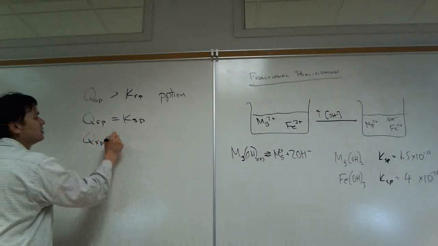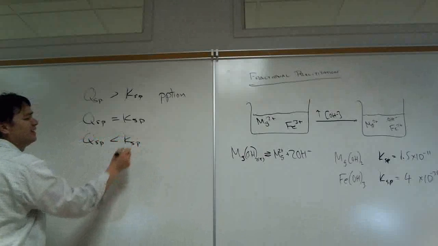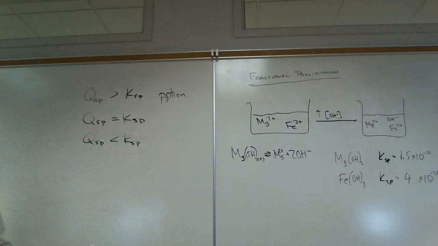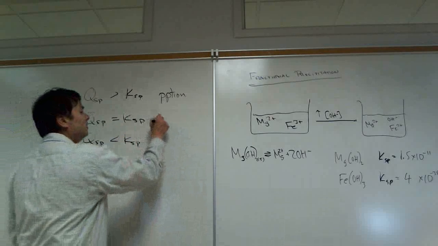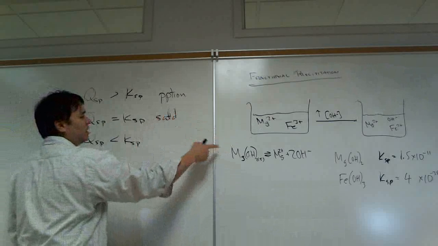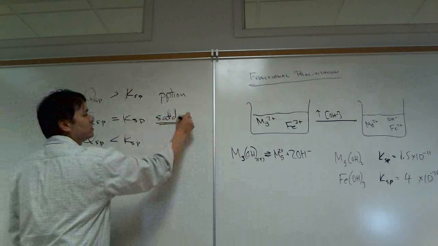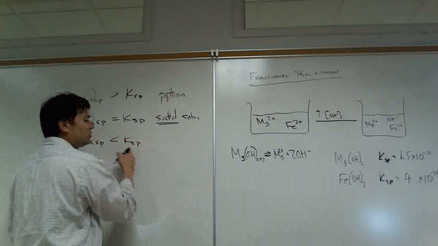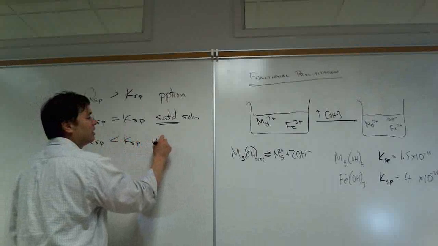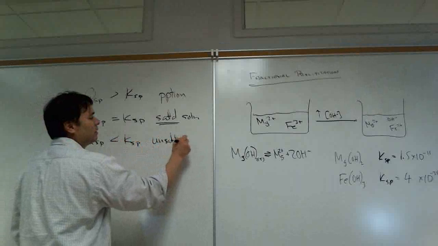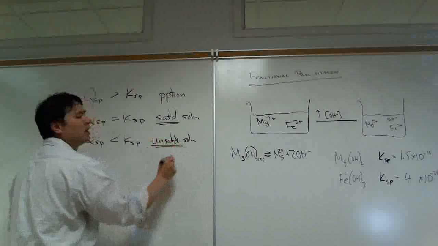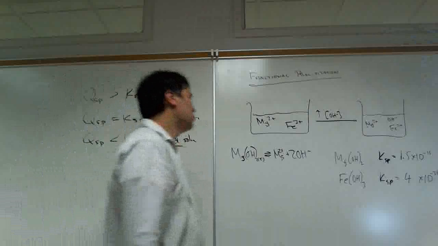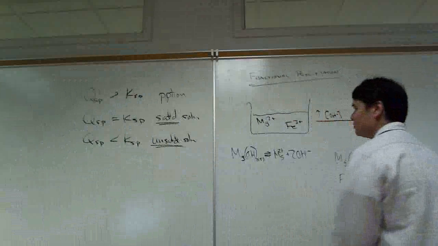And if QSP is less than KSP, then still nothing's going to happen. In terms of KSP, we call it a saturated solution when QSP is equal to KSP. And then when QSP is less than KSP, we call it an unsaturated solution. And so you could dissolve more if you want, if you have some more. But if you don't have any more, then you're going to have an unsaturated solution.